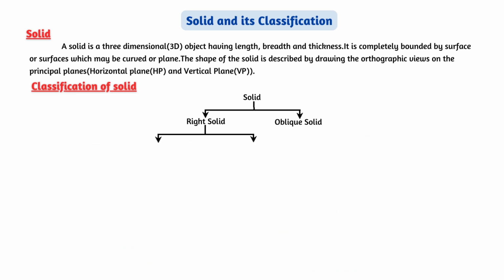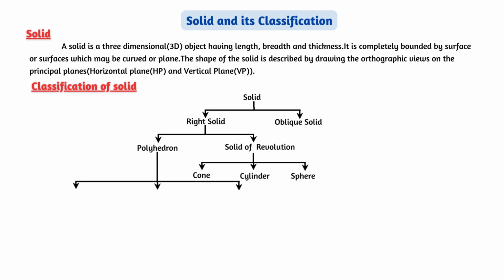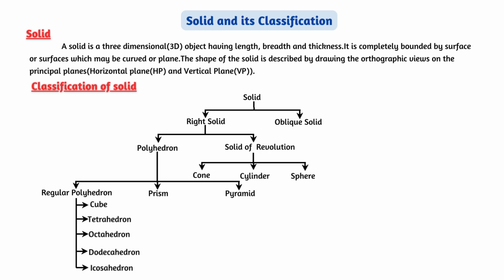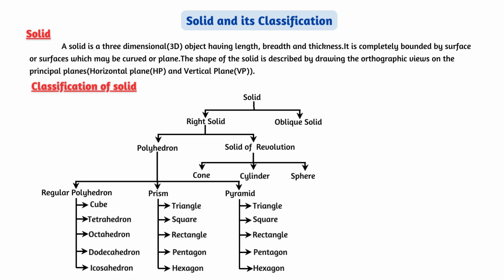Right solid is further classified into polyhedron and solid of revolution. Solid of revolution has three classifications: cone, cylinder and sphere. Whereas polyhedron is divided into three main classifications: regular polyhedron, prism and pyramid. Depending on the shape, the regular polyhedron is classified into cube, tetrahedron and octahedron. Depending on the shape, both prism and pyramid are classified into triangle, square, rectangle, pentagon and hexagon.